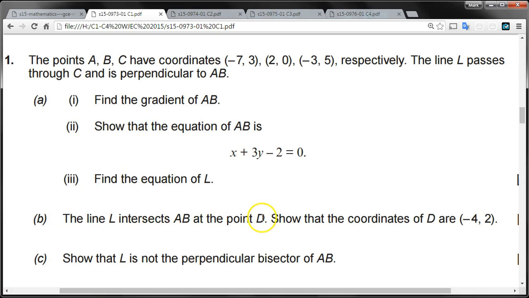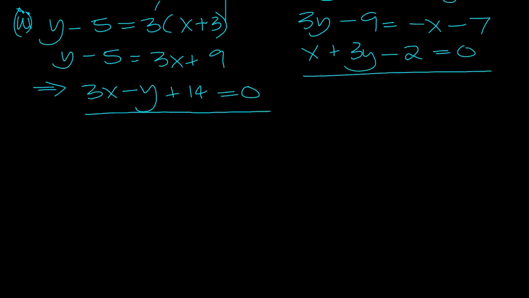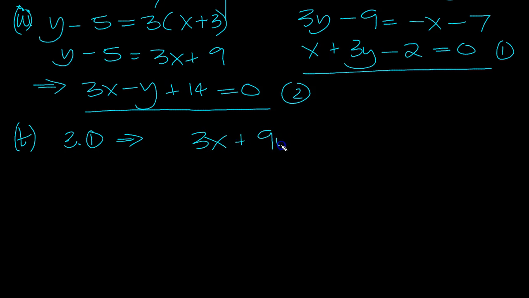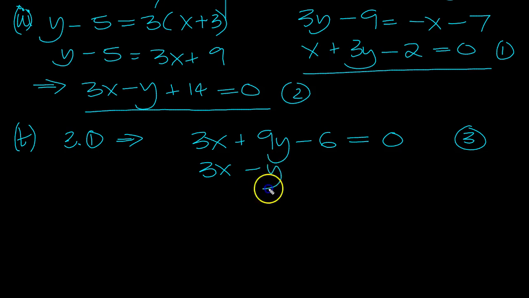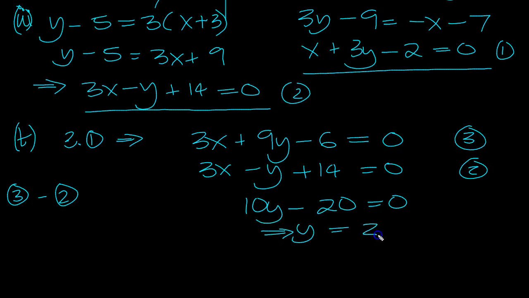Okay, the line L intersects AB at the point D. Show that the coordinates of D are this. So when do the two lines intersect, basically? Is what it's asking. So let's have a look at that. When do these two lines intersect? 1 and 2. So that would be number 2, wouldn't it? So we'll do 3 take 2. Looks easiest, doesn't it, that way round? Because that way these will cancel and we get 10Y. Minus 6 minus 14 is minus 20. So Y will equal, 10Y is 20, so Y equals 2, to cut a long story short.